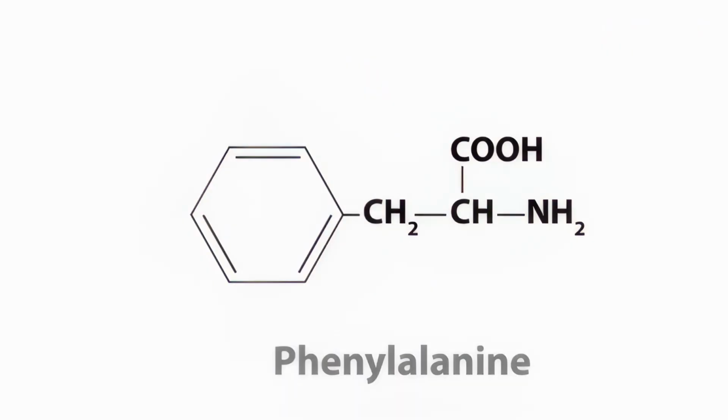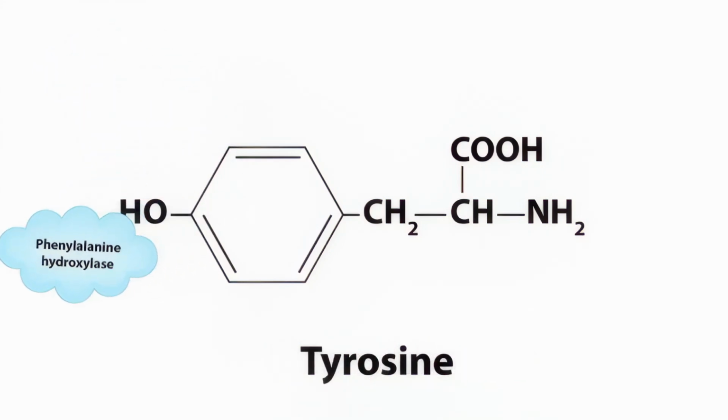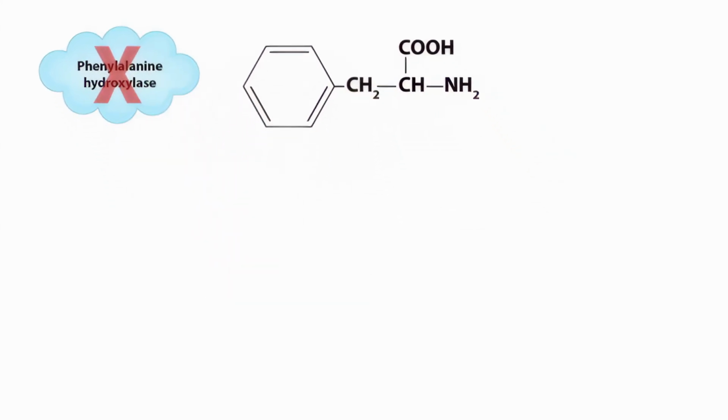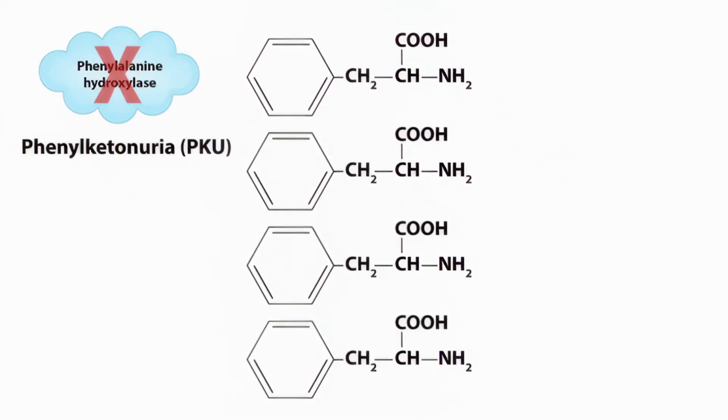You start with the amino acid phenylalanine, and the enzyme phenylalanine hydroxylase adds a hydroxyl group to make tyrosine. Now, what happens if you're deficient in phenylalanine hydroxylase? Well, the phenylalanine builds up and leads to phenylketonuria, or PKU. So phenylalanine hydroxylase is an important enzyme to know.